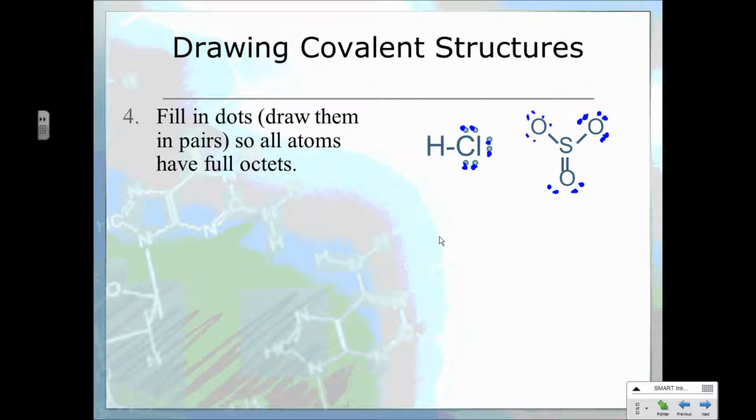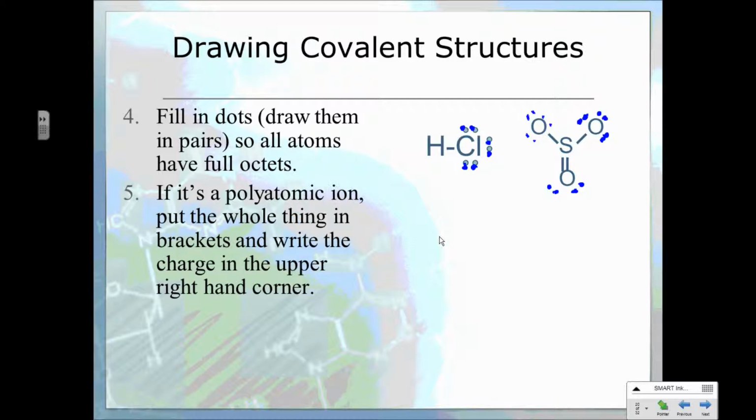So that would be what my electron dot looks like for sulfur trioxide. That brings us to step 5. If it was a polyatomic ion, remember we had to fix A if it was an ion and had a charge. We're going to put the whole thing in brackets and write the charge outside to show anybody who's looking at the structure that it has a charge.